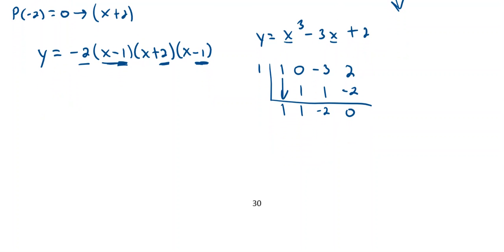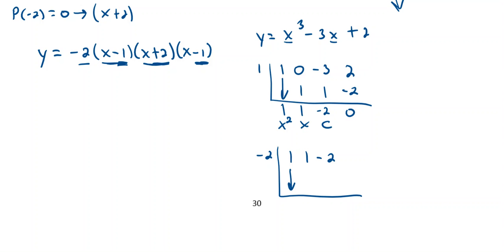Okay. Then what am I going to do? Do it again. Yeah, we'll do it again, but with these numbers now, because now this is my constant, this is my x term, and this is my x squared term. So this will be 1, 1, negative 2. And we're going to try out the other one that we know is a factor, so negative 2.